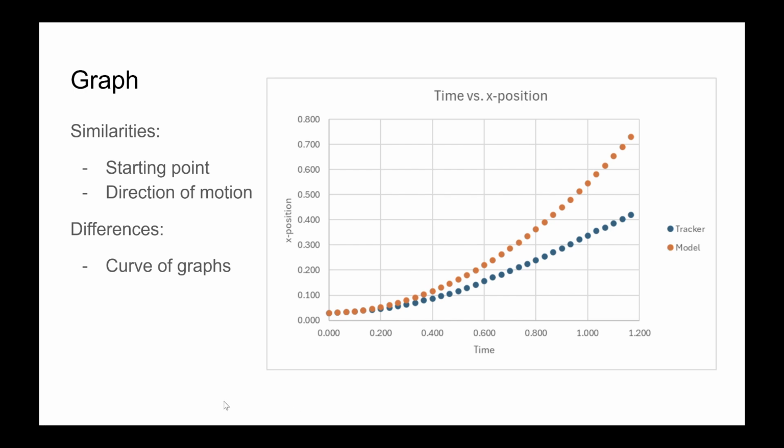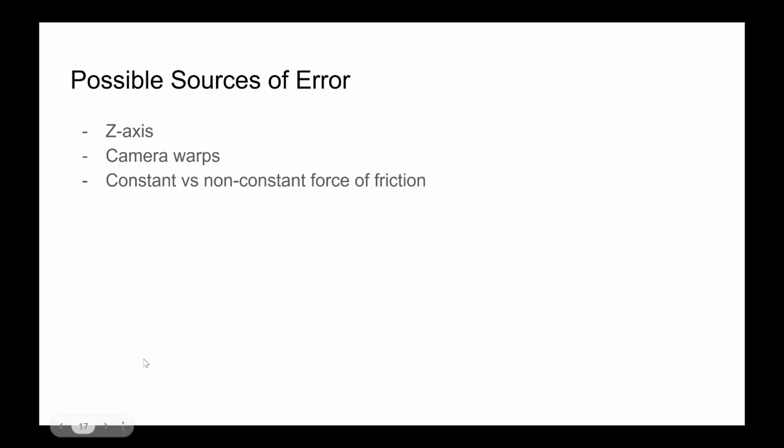So possible sources of error. There was probably movement in the z-axis, but that was not taken into consideration. There were camera warps. Camera warps could have caused some issues. Also, constant versus non-constant force of friction. The model only took into account a constant force of friction, but it may not have been constant.